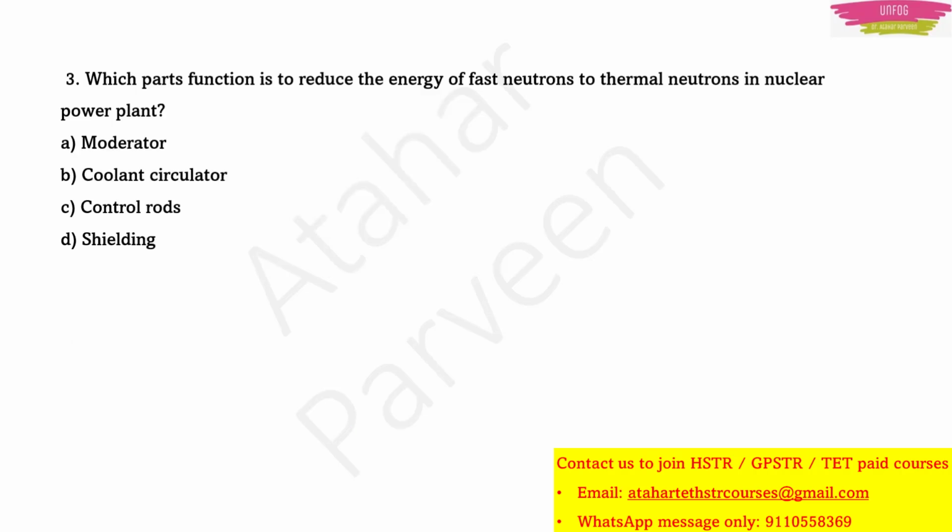Next question. Which part's function is to reduce the energy of fast neutrons to thermal neutrons in a nuclear power plant? It should be the moderator. Wherever the speed of neutrons is reduced, it means moderator. Neutrons are absorbed means control rods. So much you can remember.